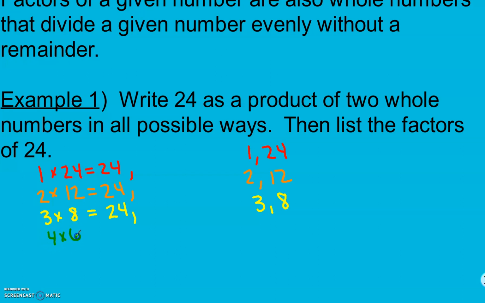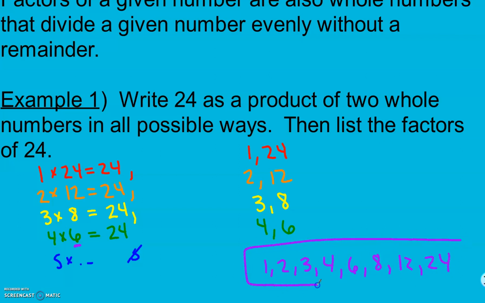24 divided by 4 is 6, so 4 times 6 gives me 24, which means 4 and 6 are factors. If we try 5, 24 divided by 5 gives me a decimal, so it is not a factor. And then we get to 6, but we've already used 6. We've tried every combination of numbers because we got back to numbers that we already had. And these are all the factors of 24. So 1, 2, 3, 4, 6, 8, 12, and 24 are all of our factors. Those are all the possible numbers that we can use to multiply to 24.